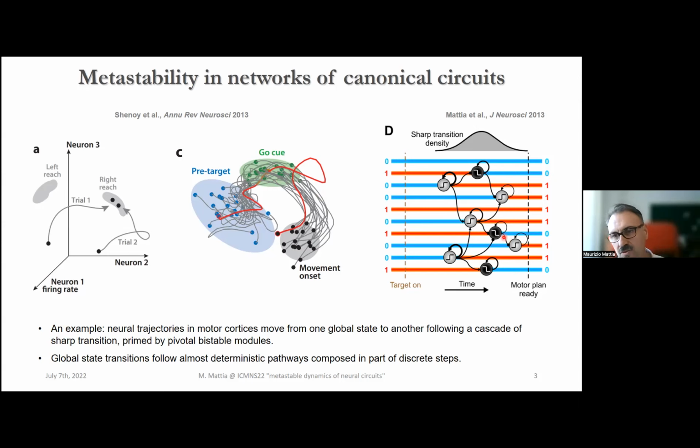And we made a contribution to this description in which these trajectories are the result of a kind of chain reaction, in which these bistable networks elicit switches in others and so on and so forth. So this is metastability in this sense, and there are plenty of other examples related to this kind of dynamical phenomenon, which in the end underlies many cognitive functions.